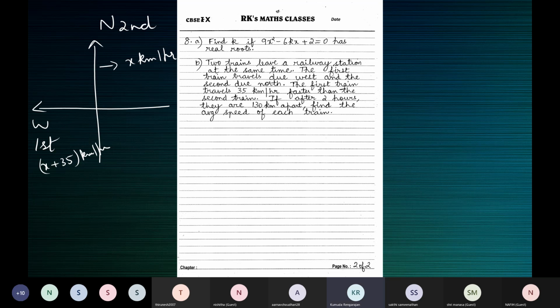Remember that in mathematics, line segments can only represent distance and not speed. Now you cannot say let this length be x plus 35, or let this length be x, because x and x plus 35 are speeds. Line segments can represent distance, not time, not speed. The three quantities are speed, distance, and time.